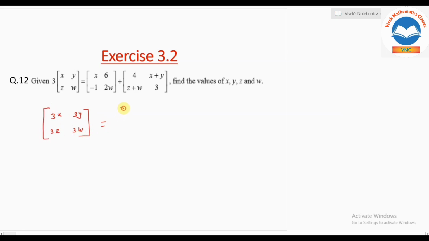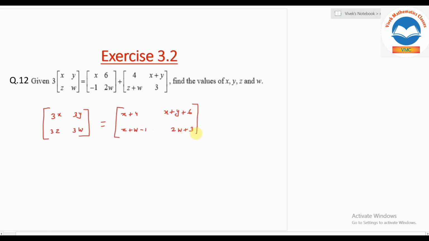And this will be equal to, if you add these, what will you get here? x plus 4, and here x plus y plus 6. And in the second row we will get z plus w minus 1, and here we will get 2w plus 3.